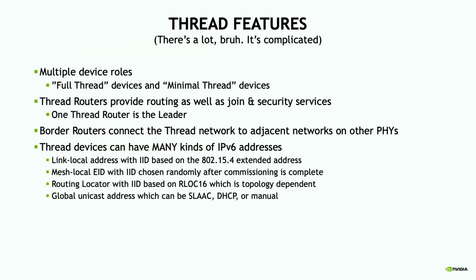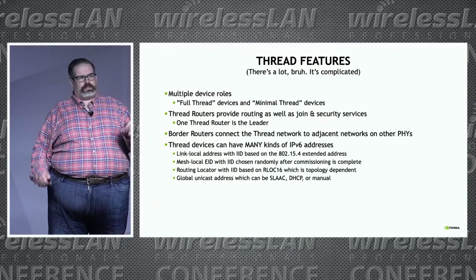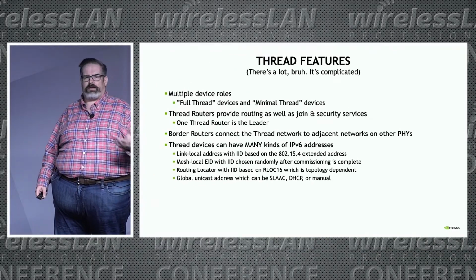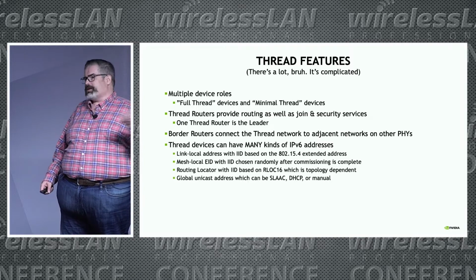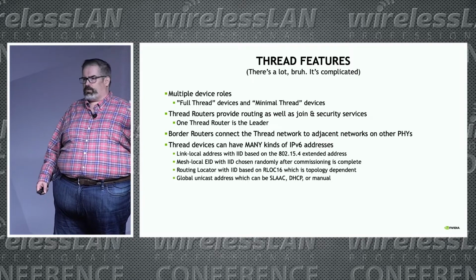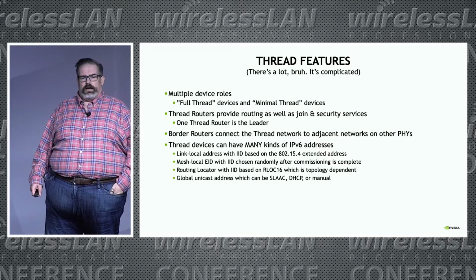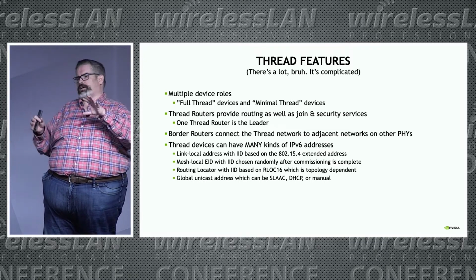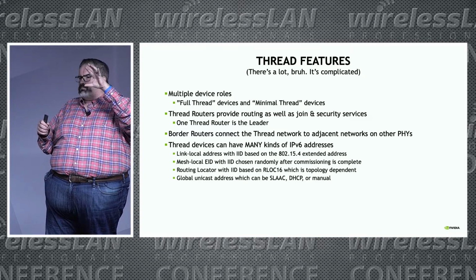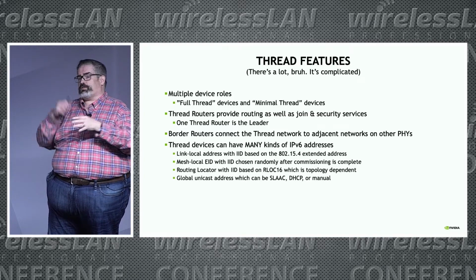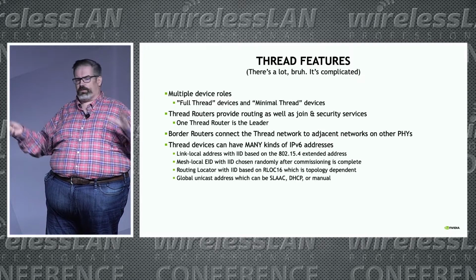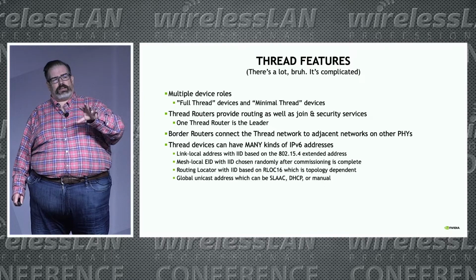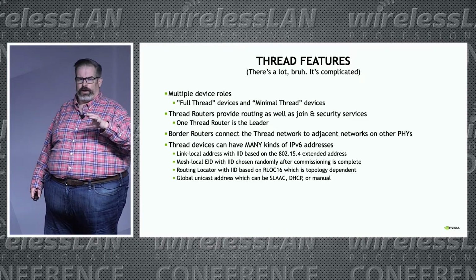So Thread has a lot of features. Devices can be full thread, that's stuff that's probably going to be plugged in and on all the time, or minimal thread. That might be something like a temperature sensor. It's not going to be on all the time. It's going to wake up every once in a while, tell you what the temperature is. There are thread routers that are supposed to handle things because maybe not every thread radio can hear each other thread radio, so it may require some mesh or some other technologies. There are border routers that can handle how these devices talk to other PHYs like Wi-Fi or Ethernet.